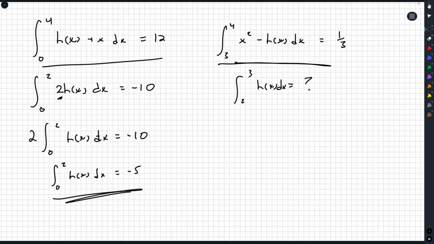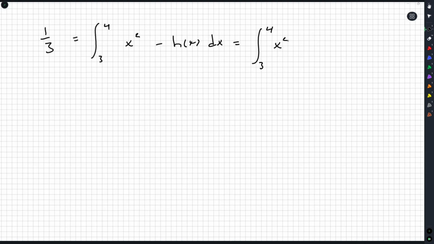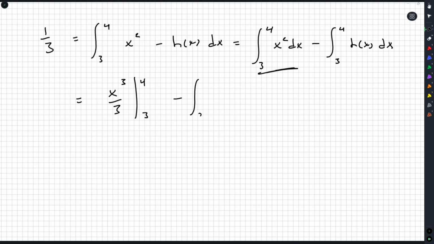So the last one we need is the integral from 3 to 4 of just h. Well, right now it's trapped with its buddy x squared, but that's okay. Let's grab another sheet just so we have enough room. So 3 to 4, x squared. Well, x squared is also a function I recognize. And I also know that definite integrals split over subtraction. So I get h of x here. And I know how to integrate x squared. So you increase the degree by 1, divide by the new degree. And because it's a definite integral, we're going to evaluate between 3 and 4. And then take away the thing we want, and you get 1/3.